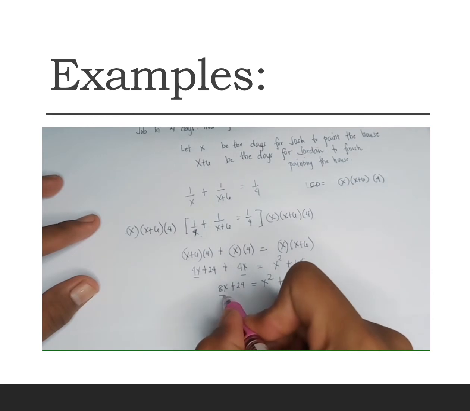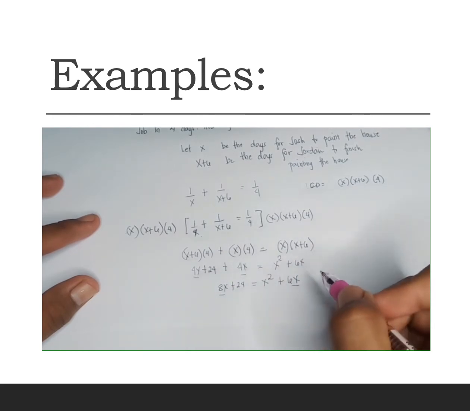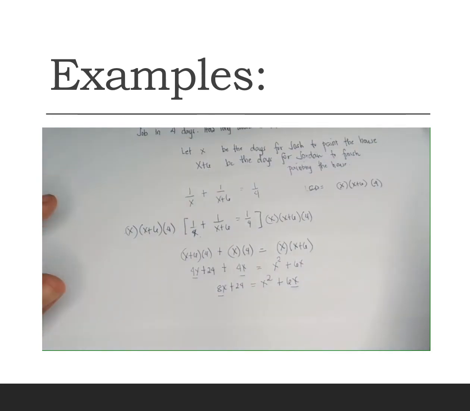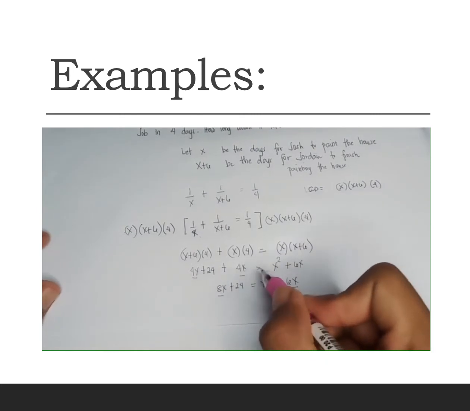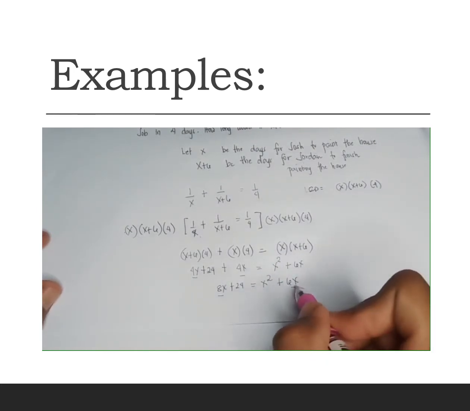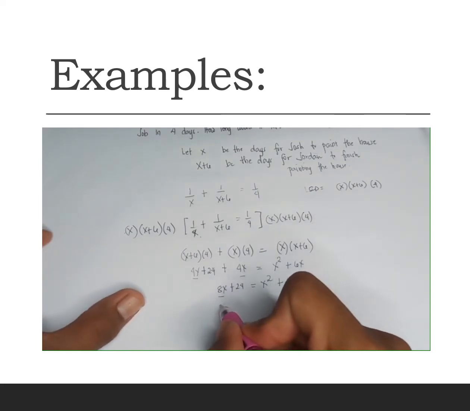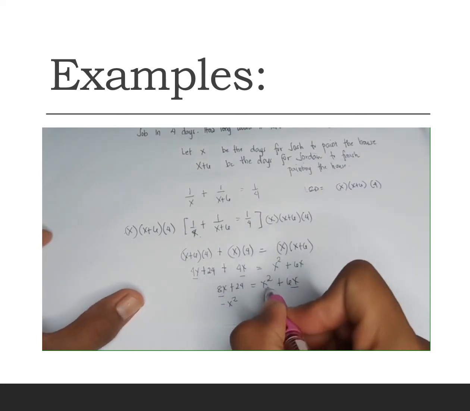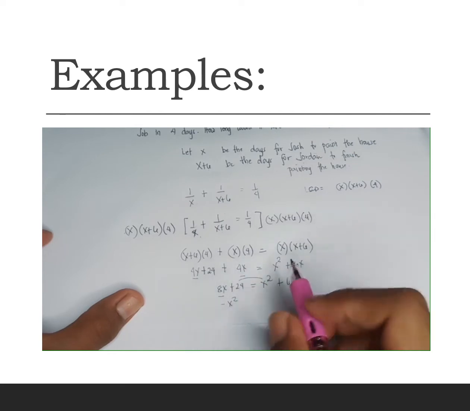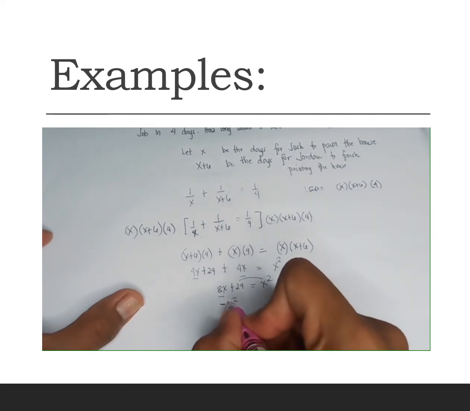Now, we still have 8x and 6x. But then, let us try to put x squared and 6x to the other side. So we have negative x squared. It goes to the other side. So we have negative x squared.